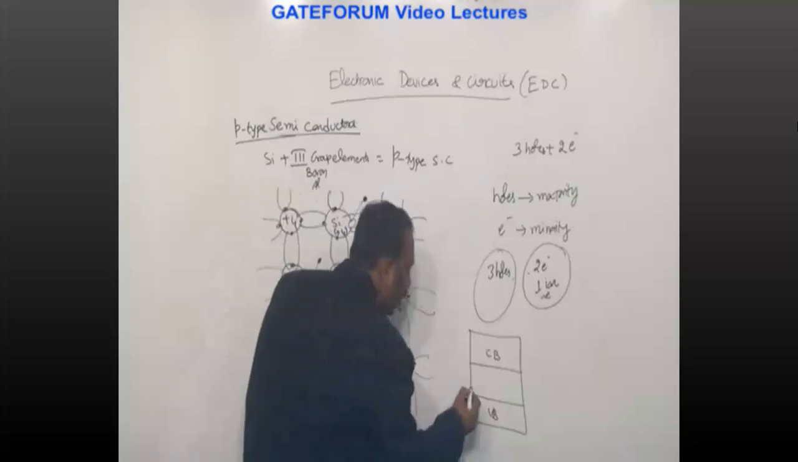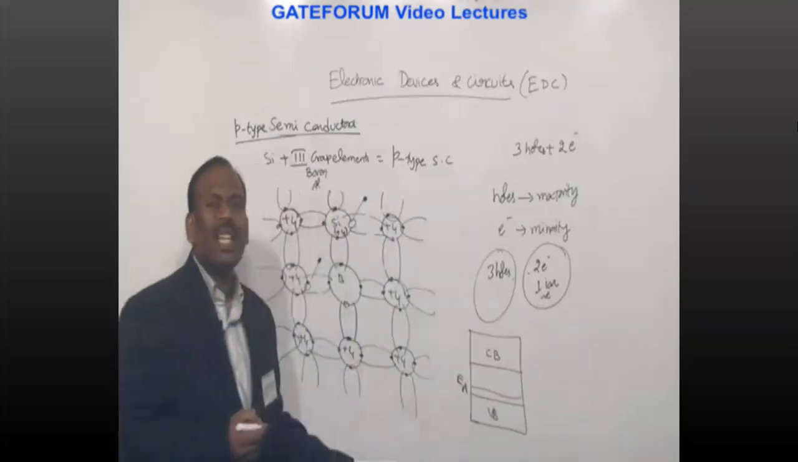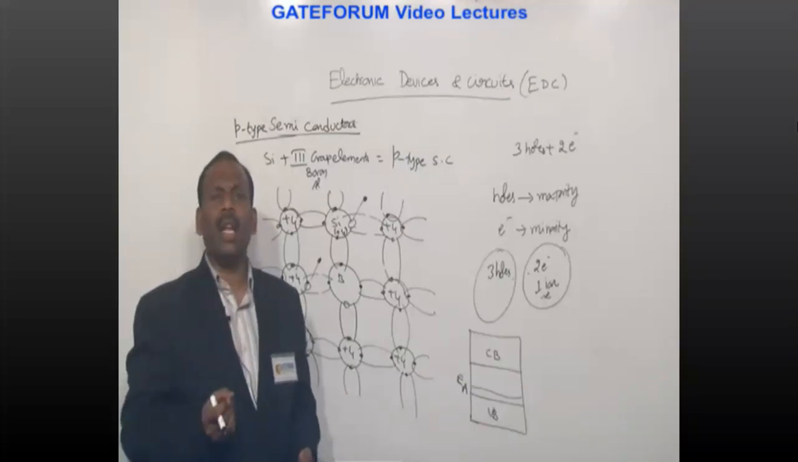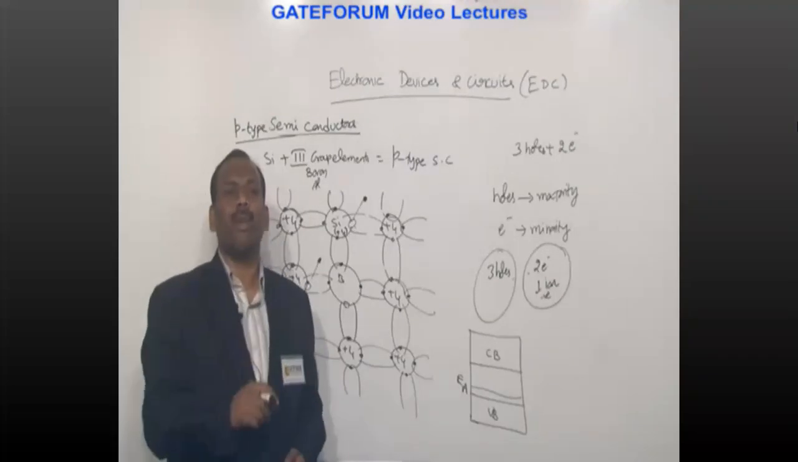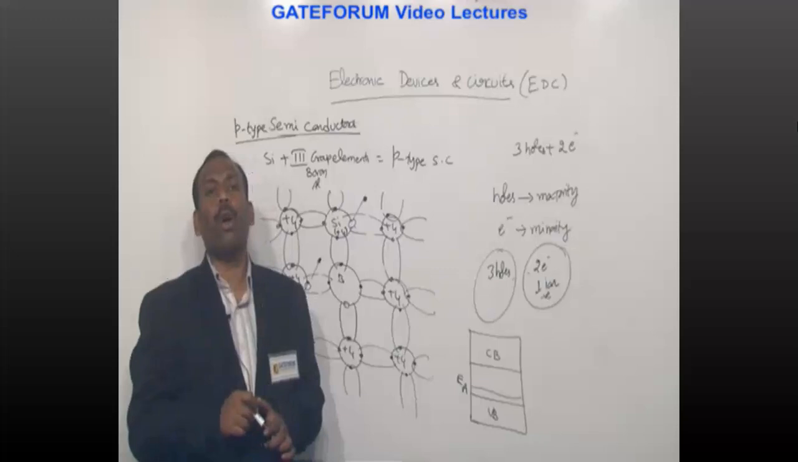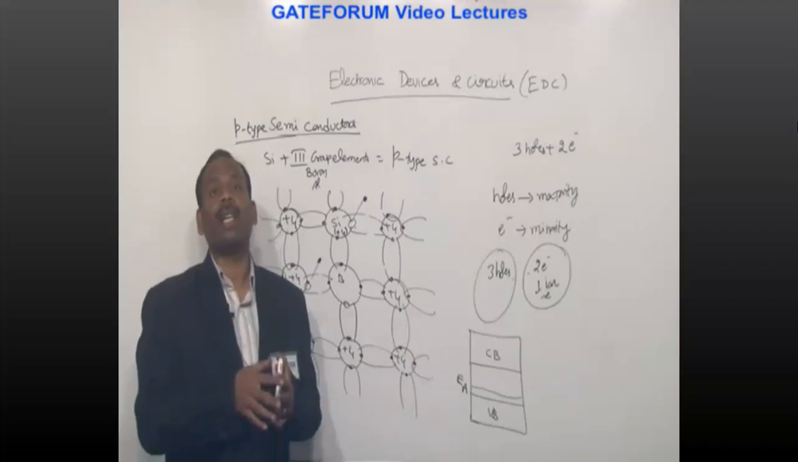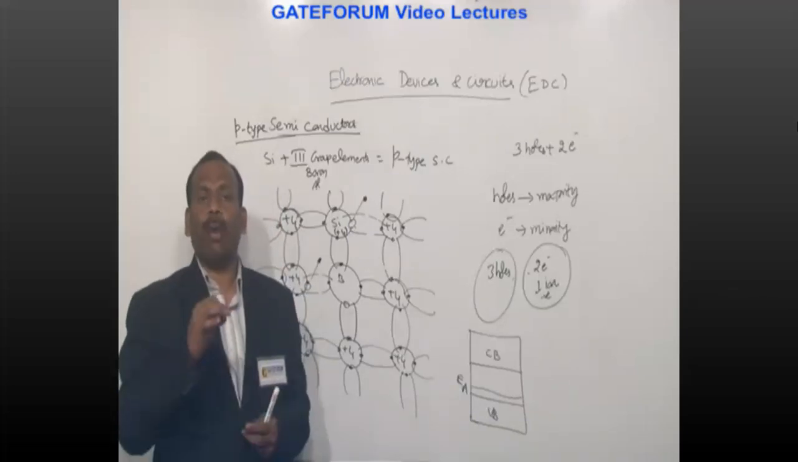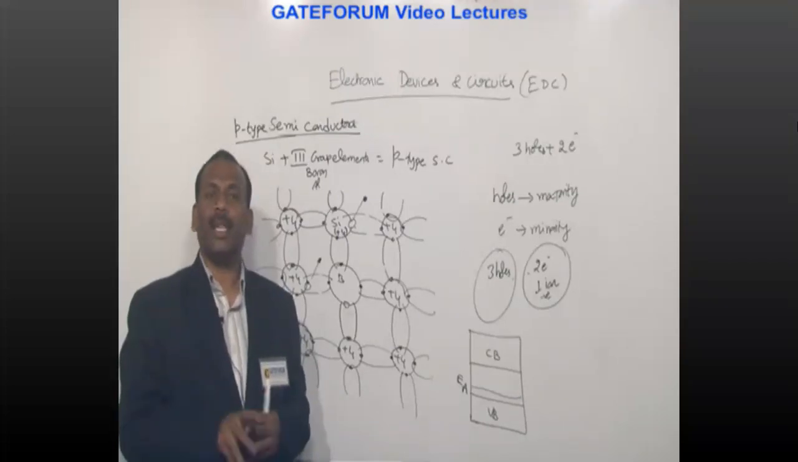atom. Therefore there is one energy level called the acceptor energy level existing just above the valence band. That means if you give that much energy, one free electron becomes a valence electron. How much is that required? Once again, it is equal to 0.05 electron volt if it is a silicon, 0.01 electron volt if it is a germanium. That acceptor energy level is 0.05 electron volt if it is a silicon, 0.01 electron volt if it is a germanium. Is it clear?